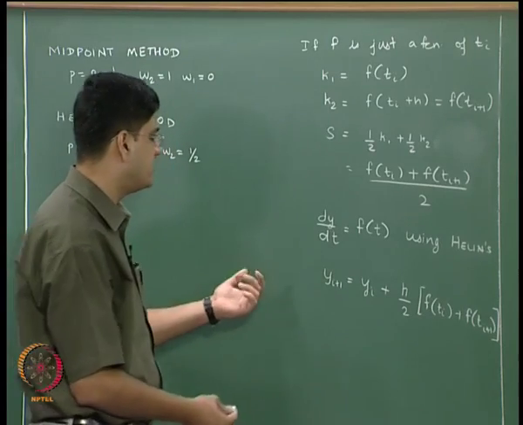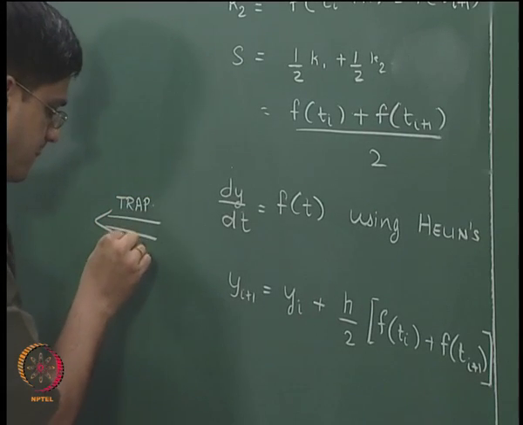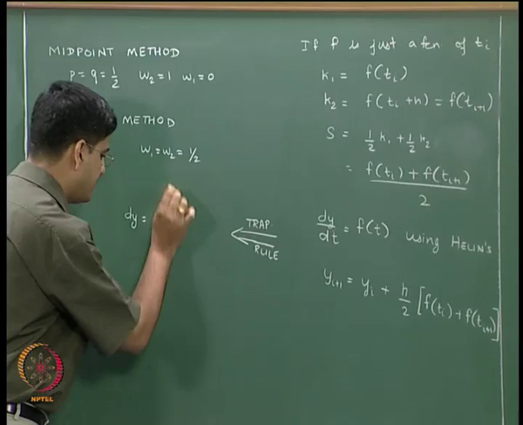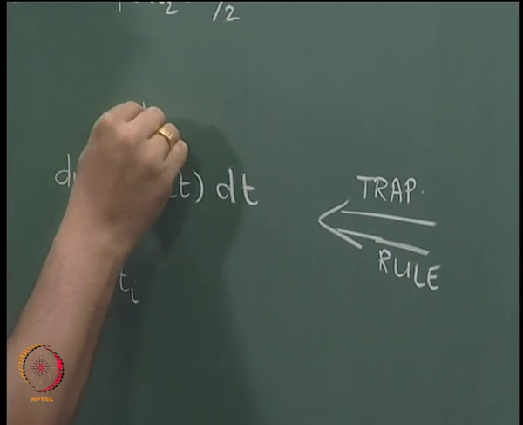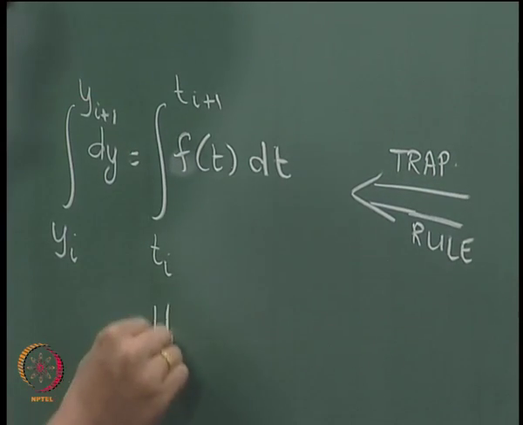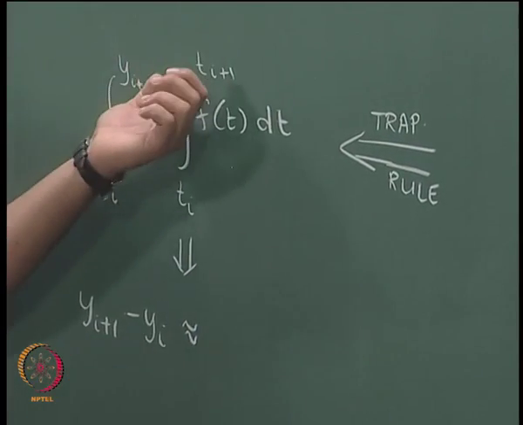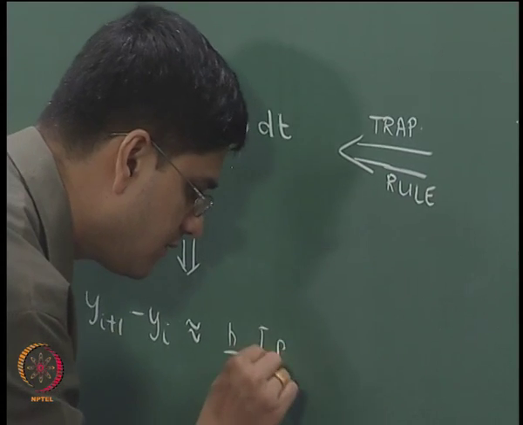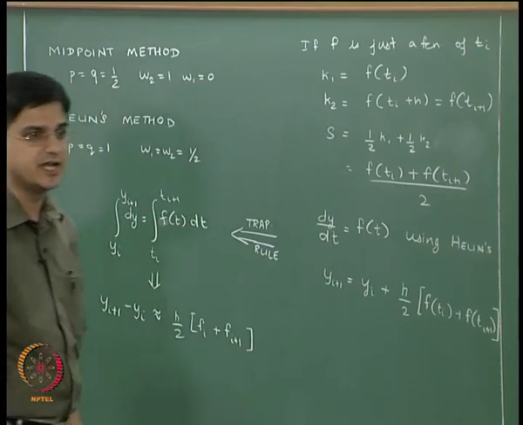For the trapezoidal rule we had obtained as follows: dy is going to be f of t dt, and then we integrate this from Ti to Ti plus 1, and this is going to go from Yi to Yi plus 1, and the trapezoidal rule would give us Yi plus 1 minus Yi approximately equal to h by 2 multiplied by f of Ti plus 1 plus f of Ti, okay, which is the same as the expression that we get from Heun's method.